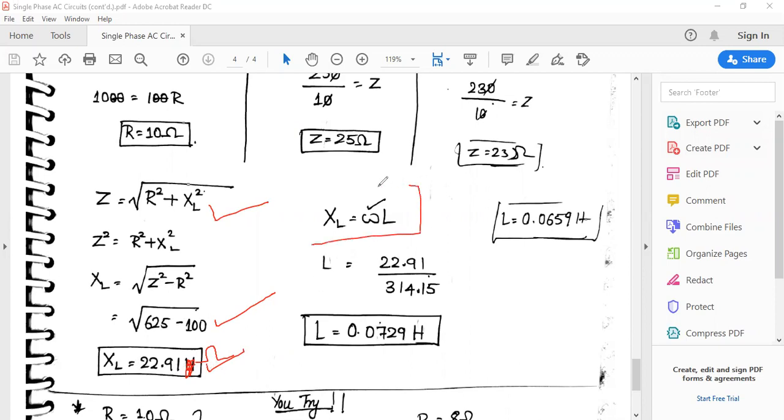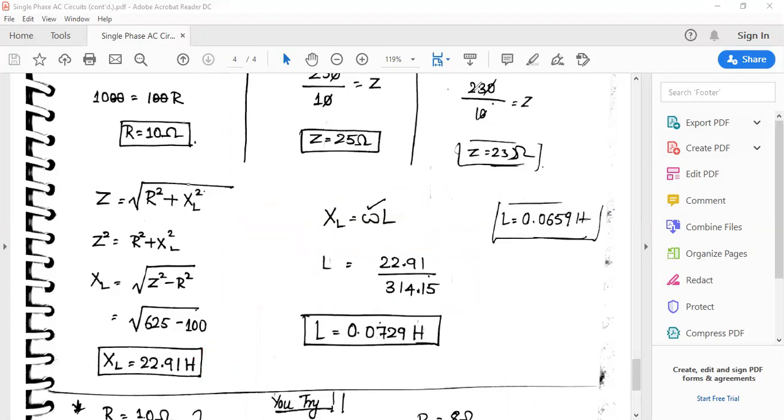XL is the inductive reactance, omega into L. So you can find out L as 22.91 divided by 314.15. You will get the inductance as 0.0729 Henry. Okay, that's how you can calculate the inductance.